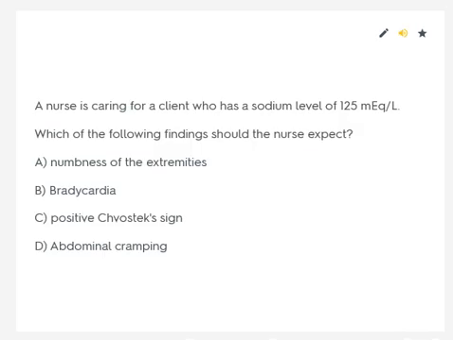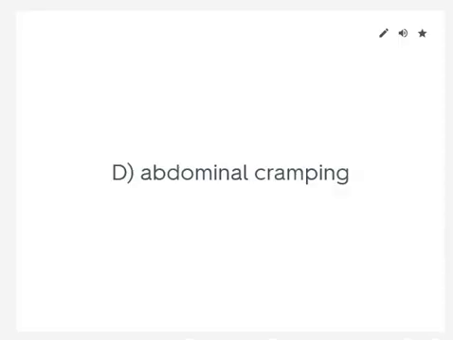A nurse is caring for a client who has a sodium level of 125 mEq/L. Which of the following findings should the nurse expect? A. Numbness of the extremities. B. Bradycardia. C. Positive Chvostek sign. D. Abdominal cramping. D. Abdominal cramping.